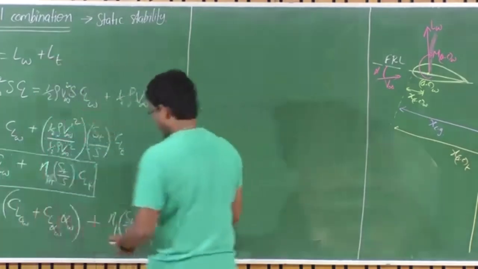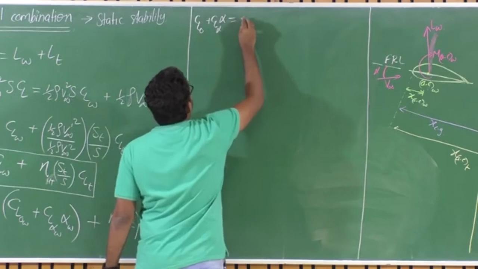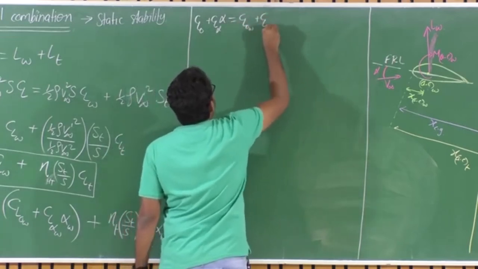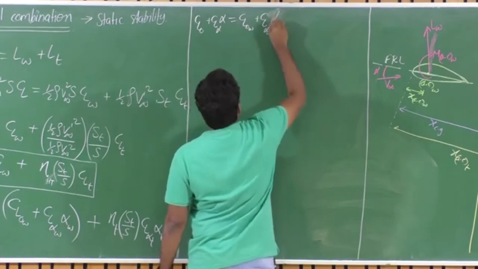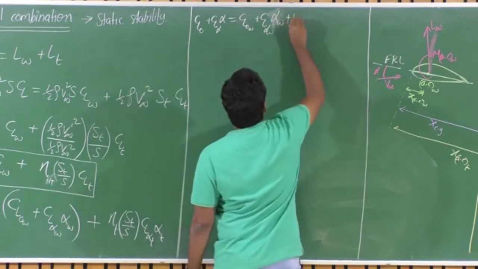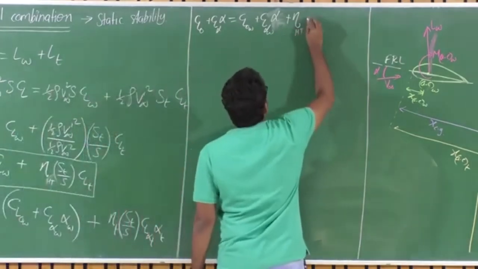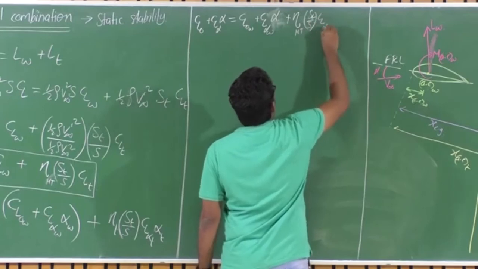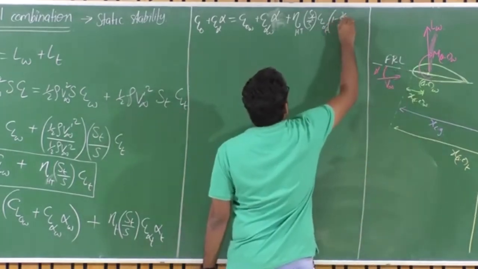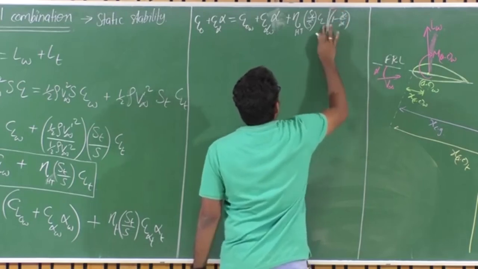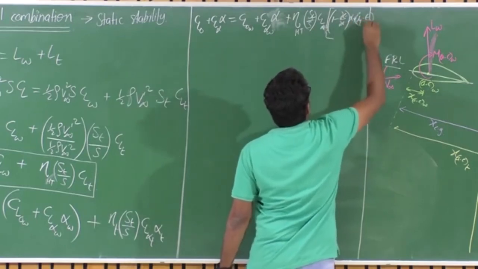So by comparing, what is alpha of t? This is CL naught plus CL alpha into alpha of the entire aircraft, which is equal to CL naught of wing plus CL alpha of wing into alpha of wing, plus eta. Alpha of wing is nothing but alpha here, isn't it? So eta of horizontal tail times S_t upon S times CL alpha of tail multiplied by alpha of tail. What is alpha of tail? It is 1 minus dou epsilon by dou alpha times alpha, plus i_t minus epsilon naught, okay?